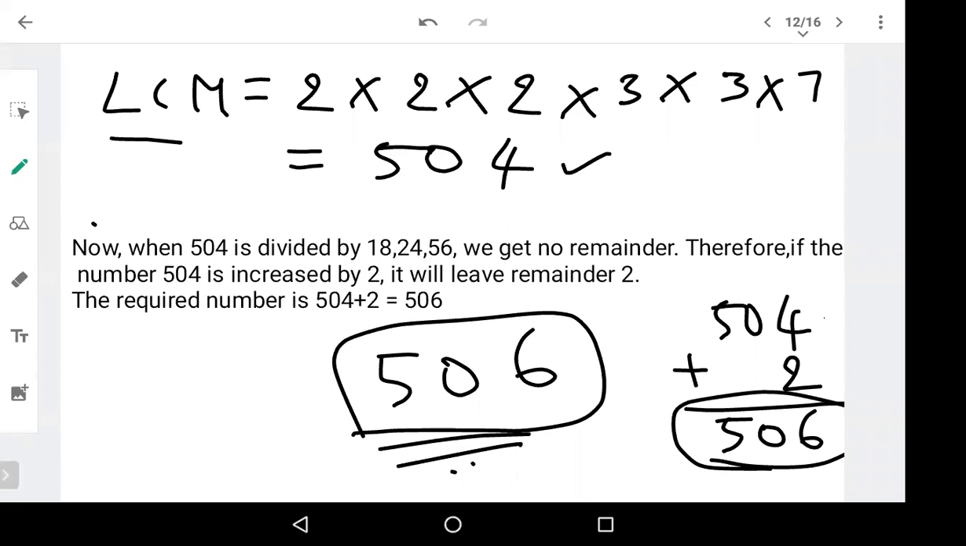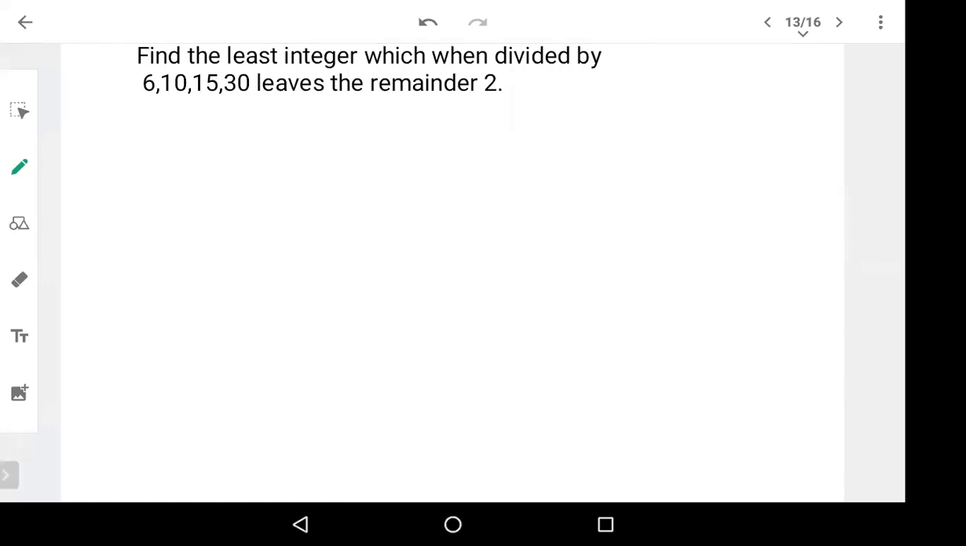Okay. Now let us solve one more similar kind of problem with remainder, and then we will go to the new concept. Now going on further, find the least integer which when divided by 6, 10, 15, 30 leaves the remainder 2. Now here also in this case it is 2. To make it easier, we have taken this problem. Now what is the first step I am supposed to do? How do I start the problem?